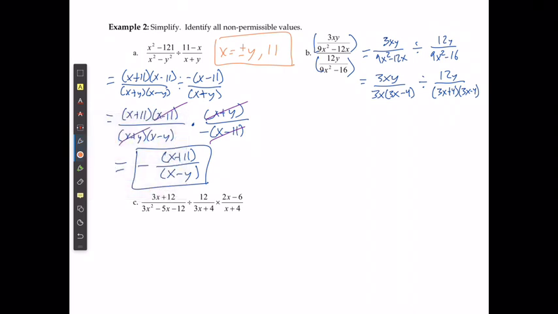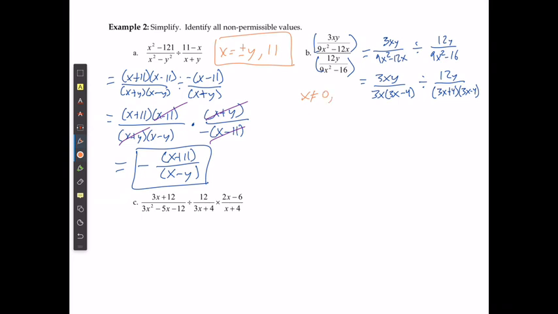I can state my non-permissibles. x cannot equal 0 or positive or negative 4 over 3, and y cannot equal 0. Flip the divisor: 3xy over 3x(3x - 4) multiplied by (3x + 4)(3x - 4) over 12y.